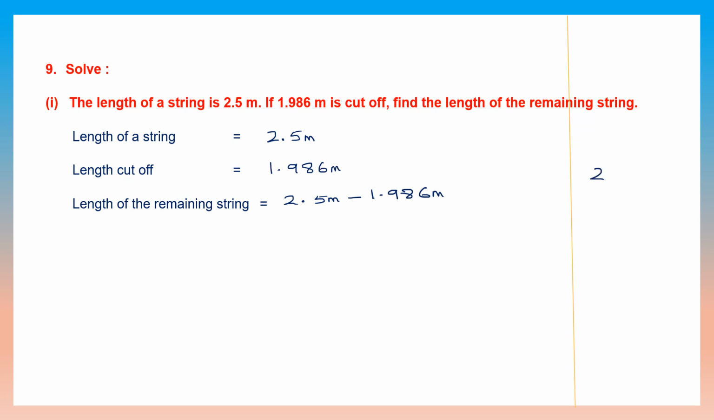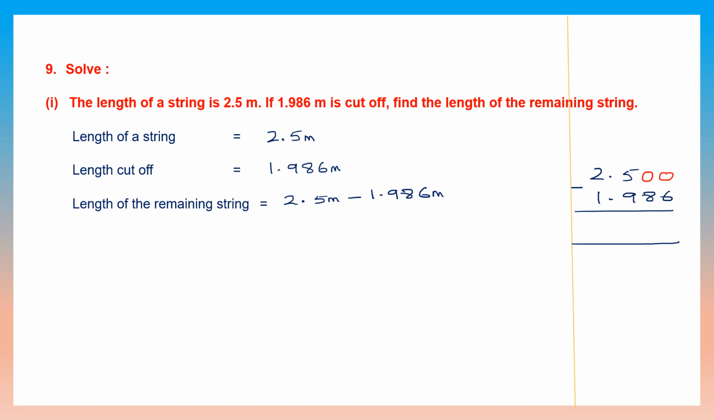So, 2.5 minus 1.986. So we have to subtract these two. So that means we have to make them like decimals. Remember to make them like decimals before you subtract. Like decimals means they should have the same number of decimal places. Now let's do the subtraction.